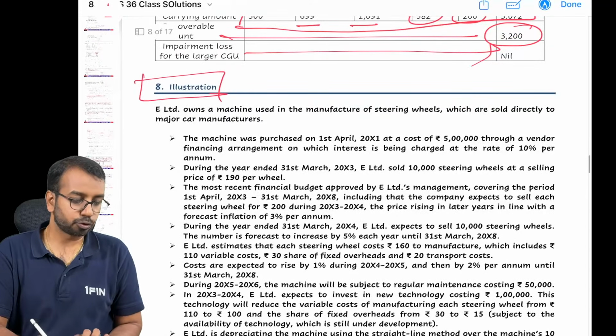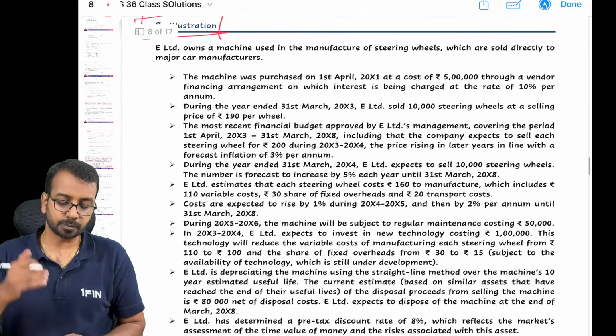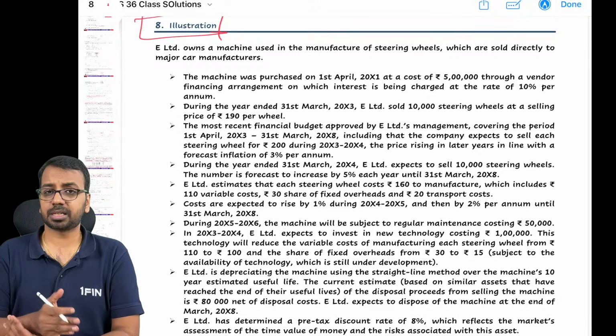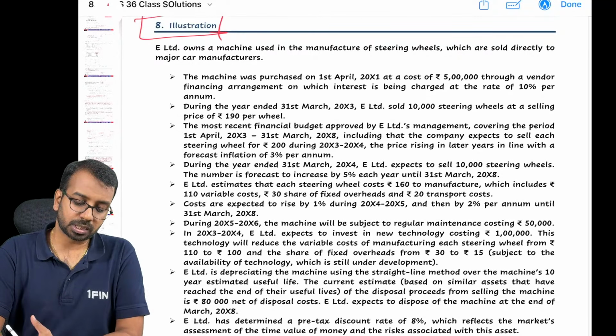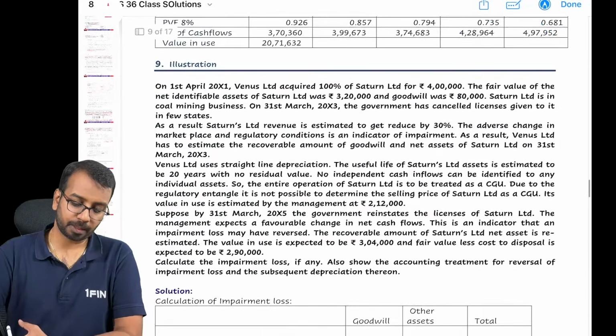This is one question which you should definitely have a look at before the examination, because this specific question has not been tested for a long time. This just involves normal forecasting. How do you forecast the cash flows? You can have a look at it.